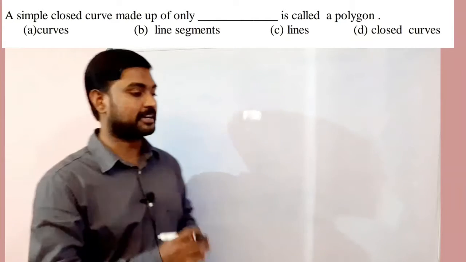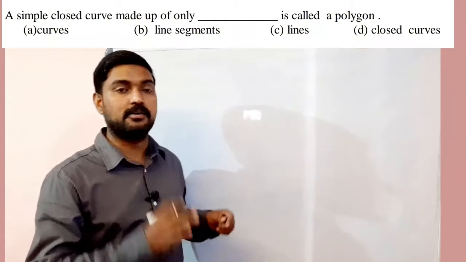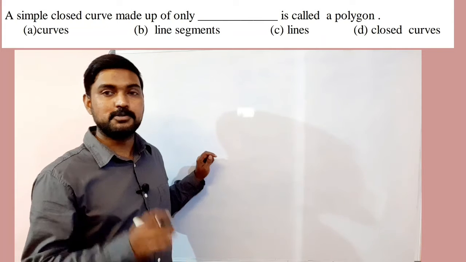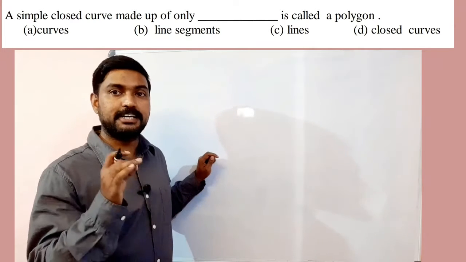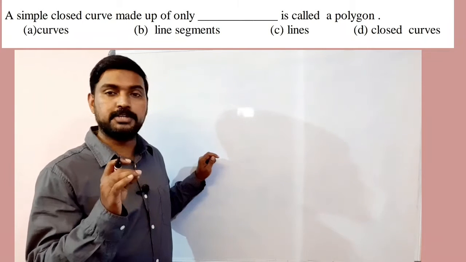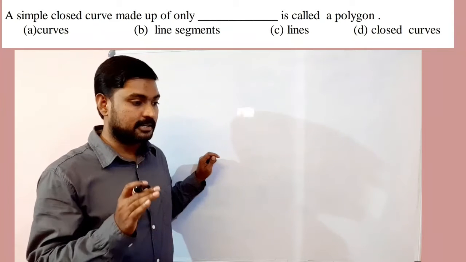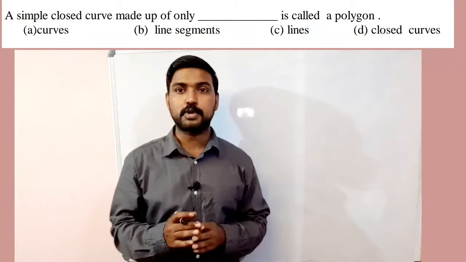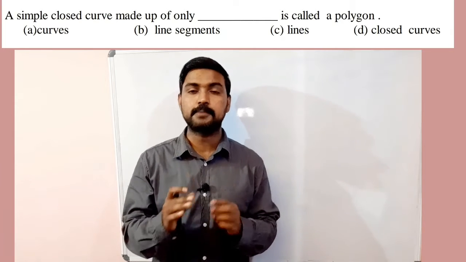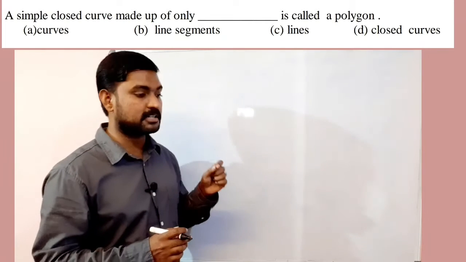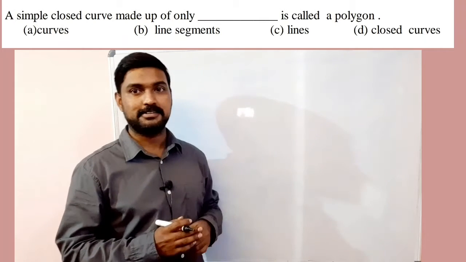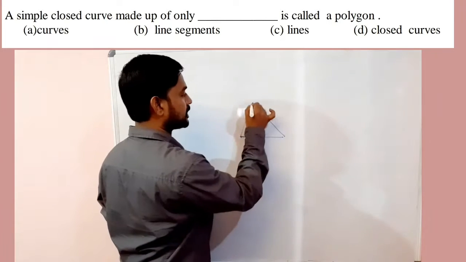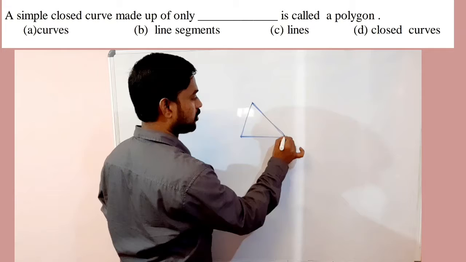The question number 1, we can read the question. A simple closed curve made up of only dash is called a polygon. Here you can see option A, curves, option B, line segments, option C, lines, and option D, closed curves. Before we answer this question, first we have to understand what a polygon is. A polygon is a closed curve made up of dash. Before we go to the answer, we can think of the least form of a polygon.